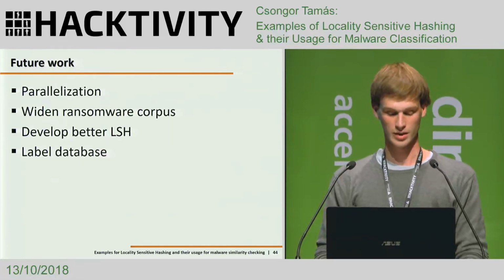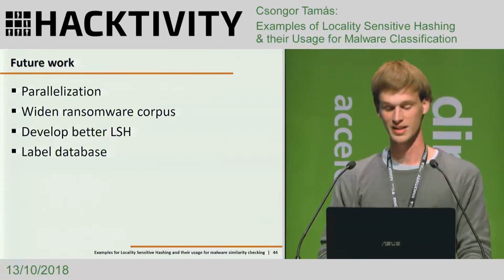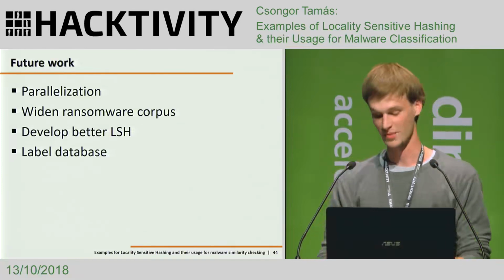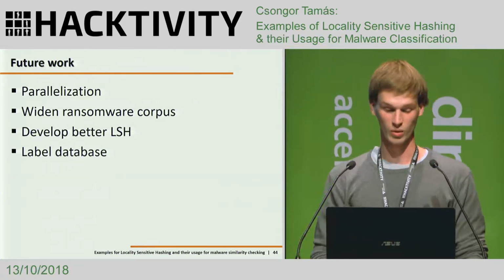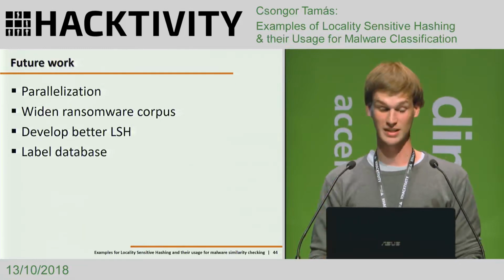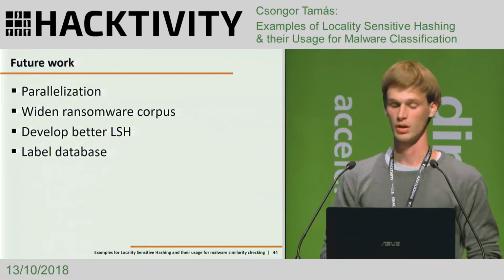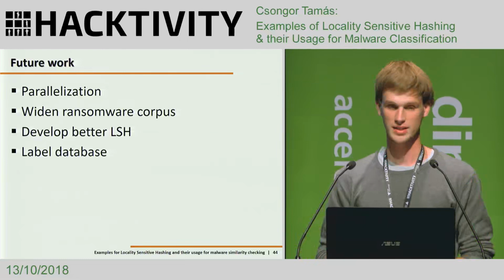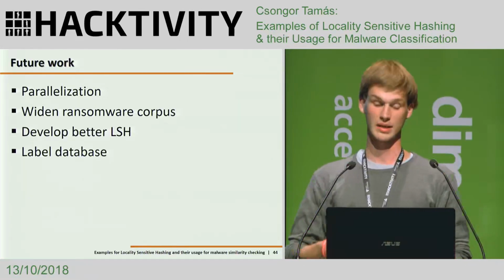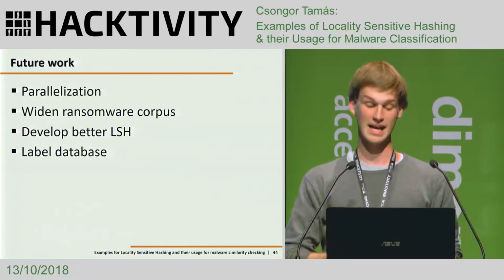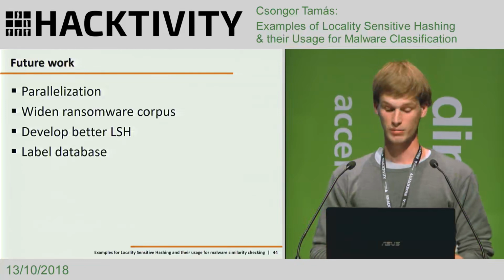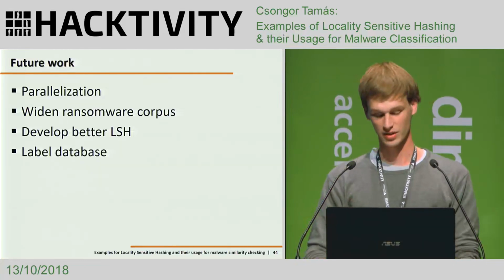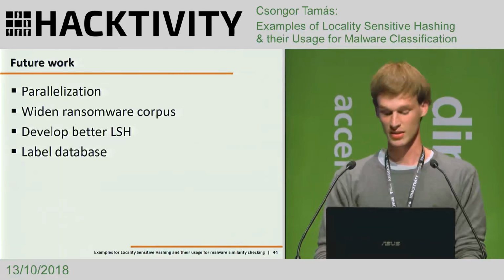Future work. As you could see, I only used one process on one thread. Parallelization could provide much better results. I will widen this ransomware corpus to obtain maybe 20 or more families and more samples. Now, I looked at the source code of both SDHash and TLSH, and I found that we could develop a better LSH method. Both of these locality sensitive hashes can be easily fooled if that was the intent of the APTs. But we could develop better LSH methods. That was what I found, and it's future work.